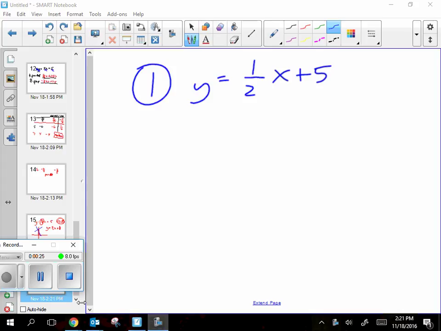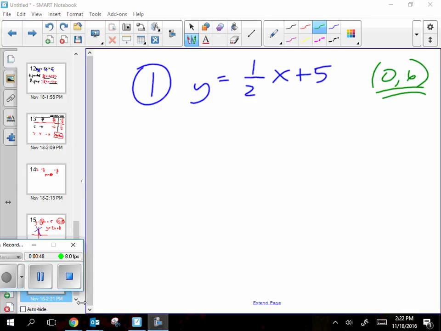What's the y-intercept? 5. But they give you a new point of 0, 6. I'm going to try again. 0, 6. Okay. So my new y-intercept is what? 6. Not rocket science. That's my new y-intercept. So what am I supposed to do?